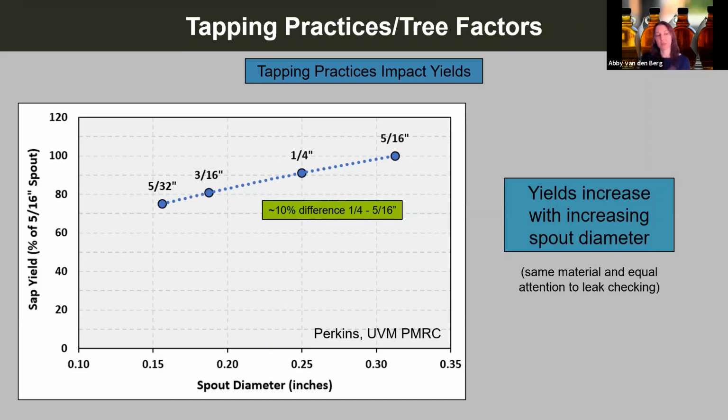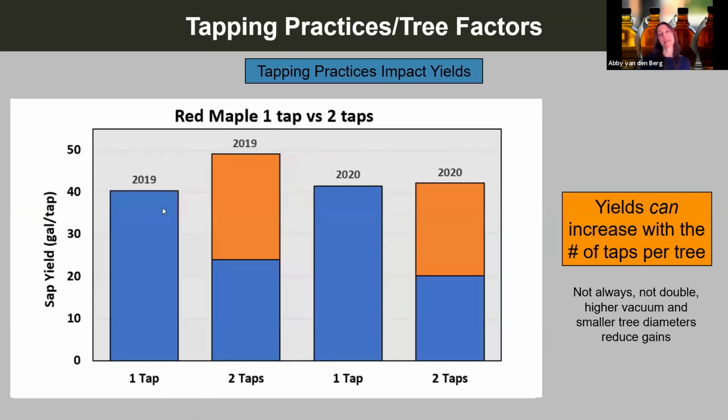As we'll talk about a little later on, that 10% is something that we can balance when we're looking at things as a whole, in terms of what's going to be sustainable and give us the optimum yield over the long term. And then, of course, the number of taps per tree impacts yield.